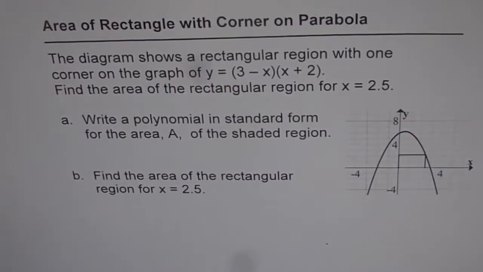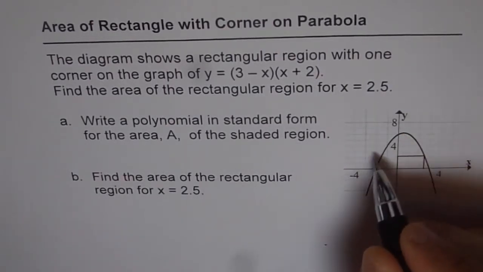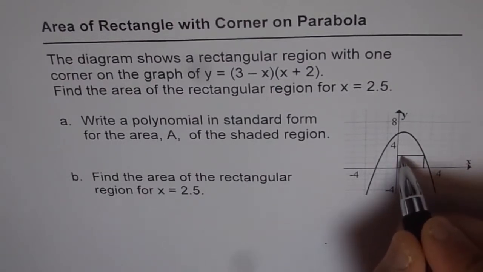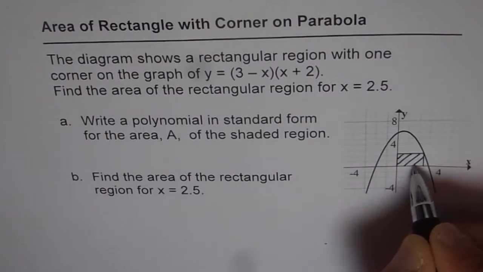Here is an interesting example on polynomials. We need to find the area of a rectangle with a corner on a parabola. So we have a parabola here, and that's the rectangle in which we're interested in finding the area. So this is the rectangle. Let me share it now.